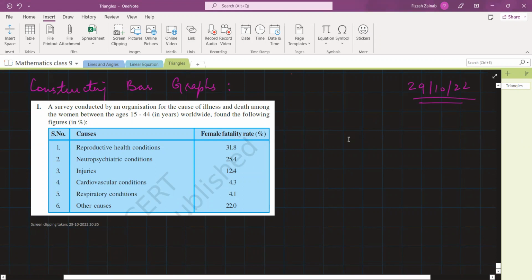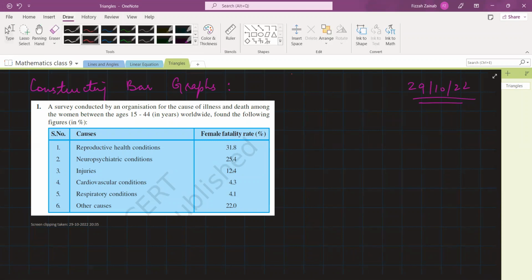First of all, see what exactly is given here. There are two things given: one is causes, and the second is the percentage of female fatality, the female fatality rate. So you will take causes on the x-axis and the corresponding fatality rate on the y-axis.